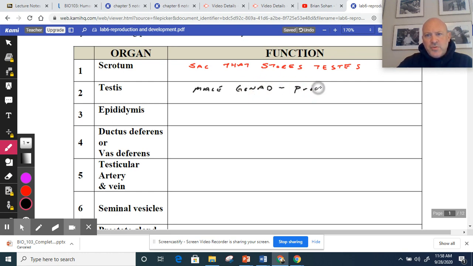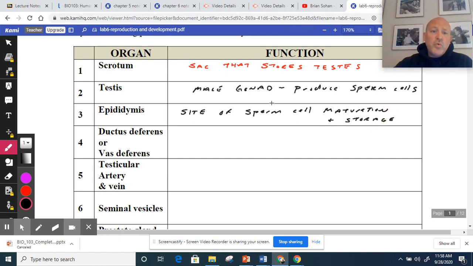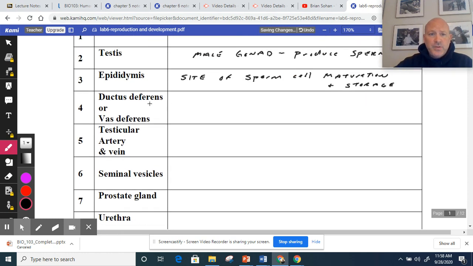And these produce sperm cells. The epididymis, they sit up on top of the testes, and this is the site of sperm cell maturation and storage. They're stored there. They're maturing while they're stored there.